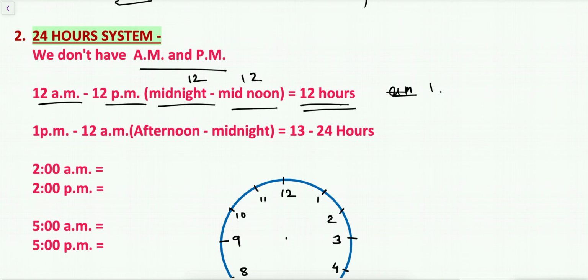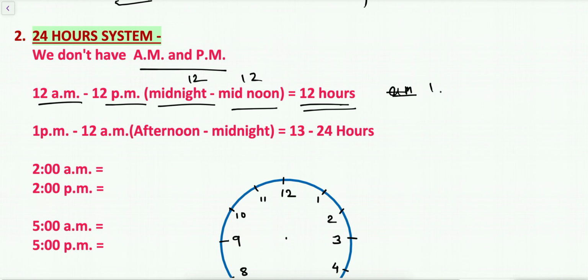So the question was 24 minutes 10 seconds. So we can write 24 minutes as 1440 seconds plus 10 seconds. So 1440 plus 10 seconds, which comes to 1450 seconds.